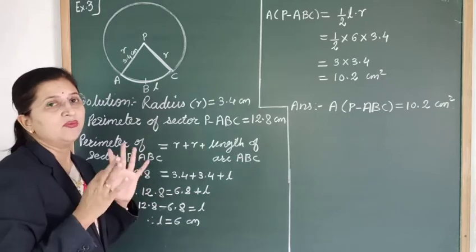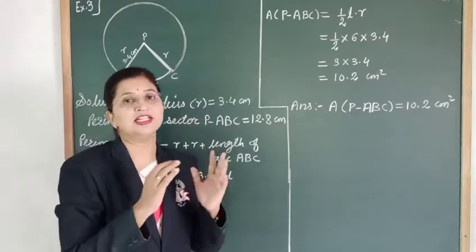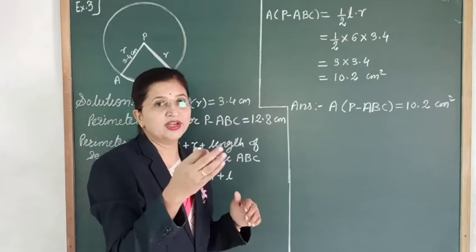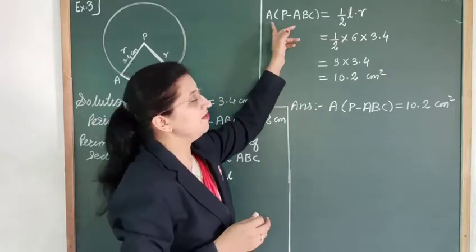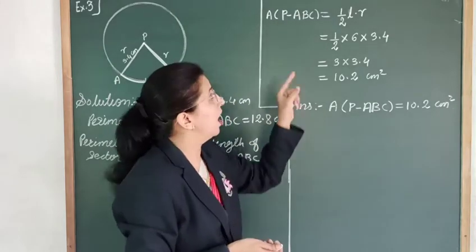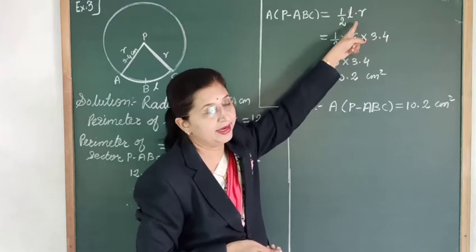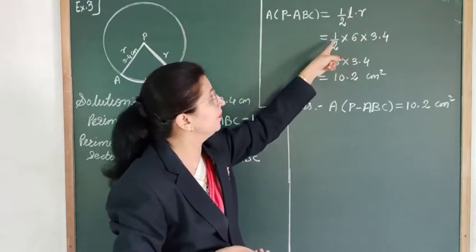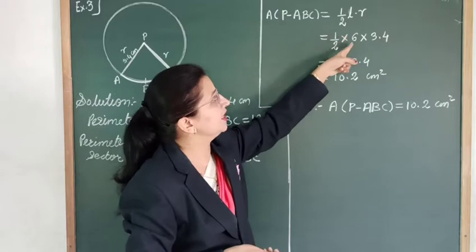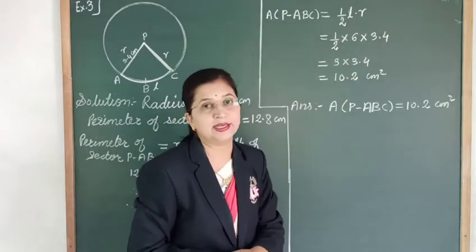So dear students, now we have the value of L and the radius is already given. Now let's find the area of the sector. We know the formula: area of sector P dash ABC is equal to half of length of arc into radius. Now let's put the value. Here half into length of arc, we got it as 6 centimeter, radius is given as 3.4.